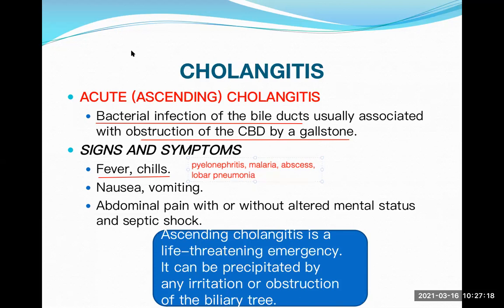The patient is having nausea or vomiting, non-specific features again. They do not clinch the diagnosis, and there is abdominal pain with or without altered mental status and the features of septic shock. This ascending cholangitis is a life-threatening emergency which is precipitated by any irritation or obstruction of the biliary tree, and usually that is caused by stone blockage there. This altered mental status is all because of the infection which has spread in the body.